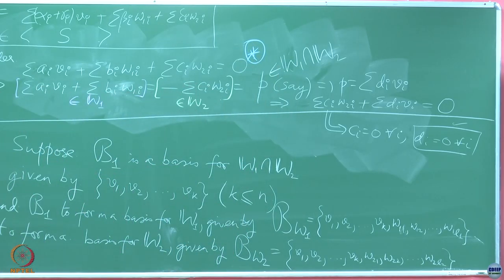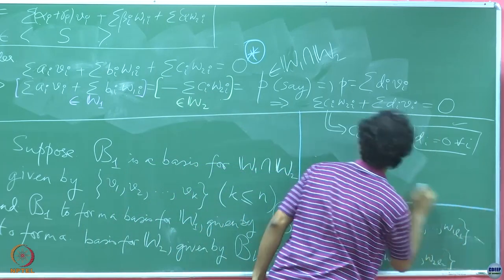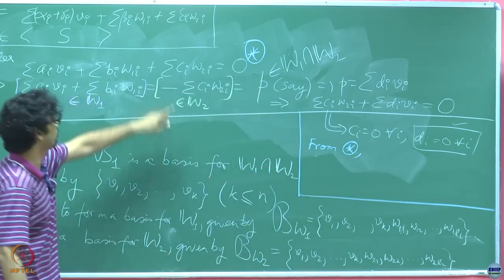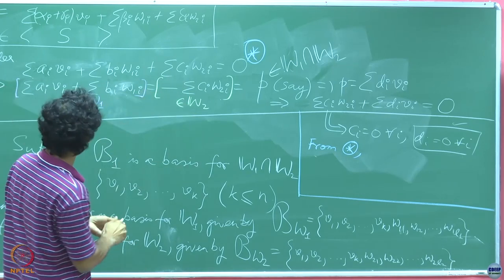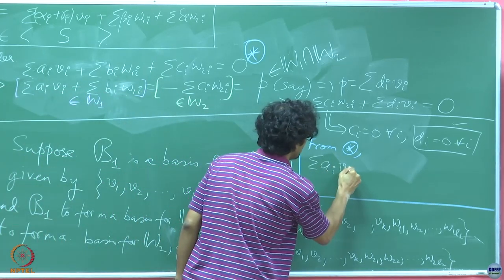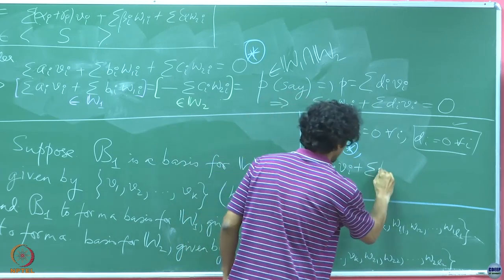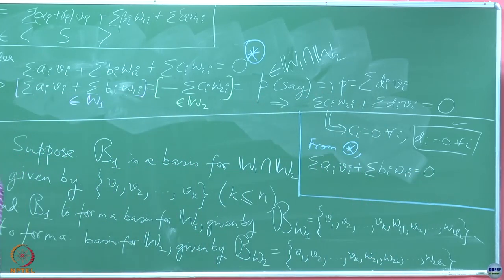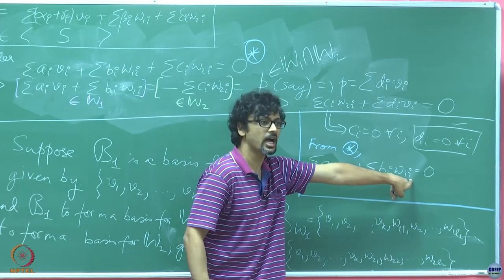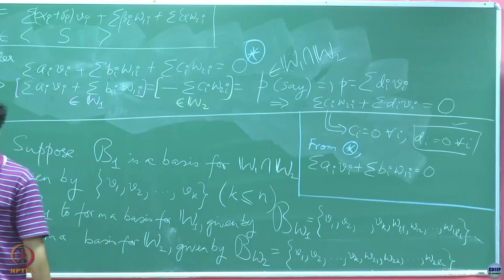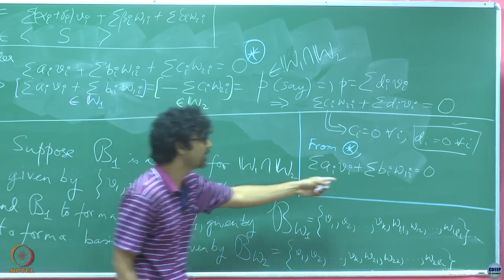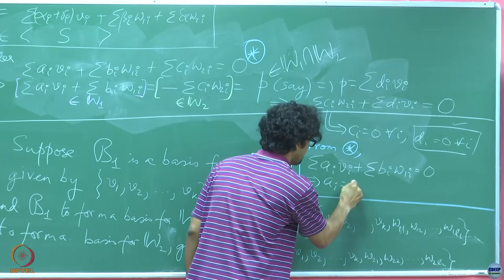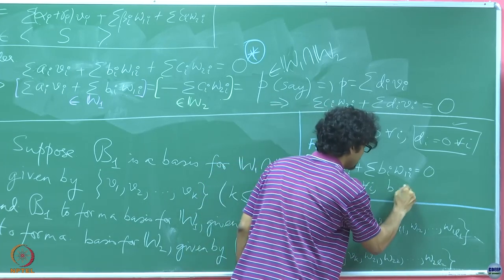From this blue starred equation, what can we now write? We know that Ci is equal to 0 for all i. So we have summation AiVi plus summation BiW1i is equal to 0. Again, the Vi's along with the W1i's form a basis for the subspace W1, and therefore they must be linearly independent. So any linear combination thereof being equal to 0 means each of those coefficients must be 0, which means Ai is equal to 0 for all i and Bi is equal to 0 for all i.